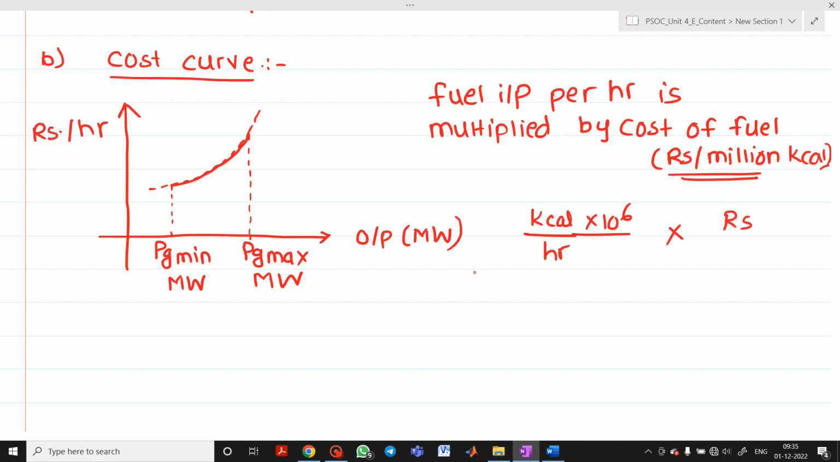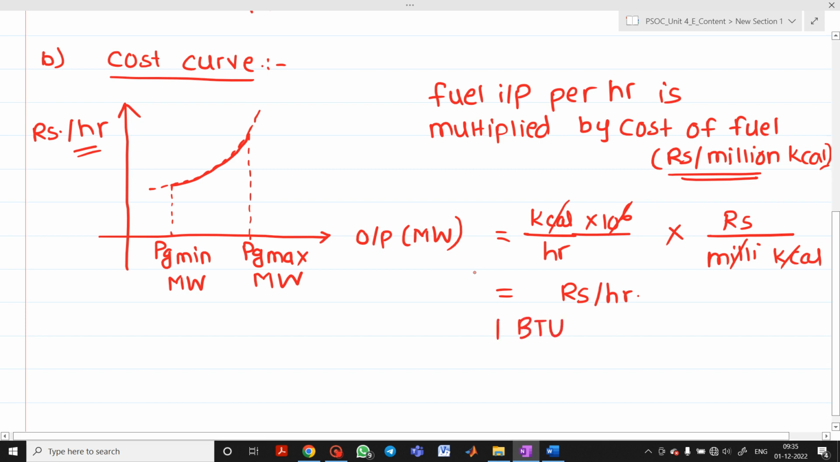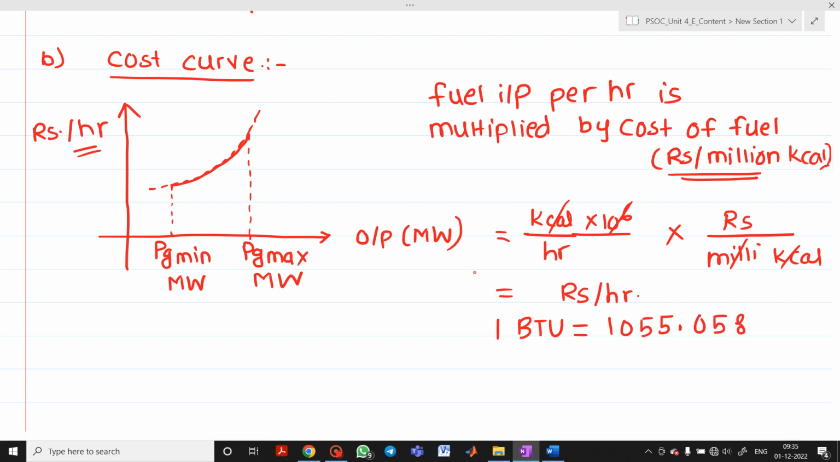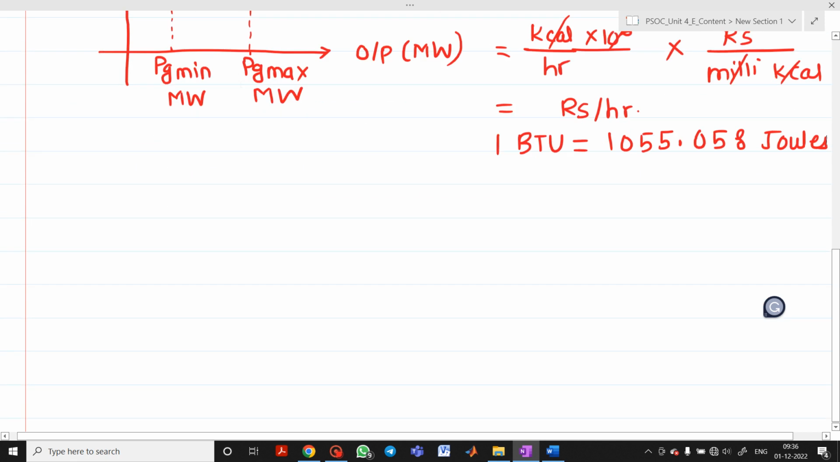Rupees per million kilocalorie. So if you see what will happen, the million kilocalorie will cancel, and we will get rupees per hour, which will be on the y-axis. Please remember, when we are talking about the British Thermal Unit, 1 BTU is equal to 1055.058 joules. So this is the conversion of BTU into joules. So this is the second topic, which is called the cost curve.